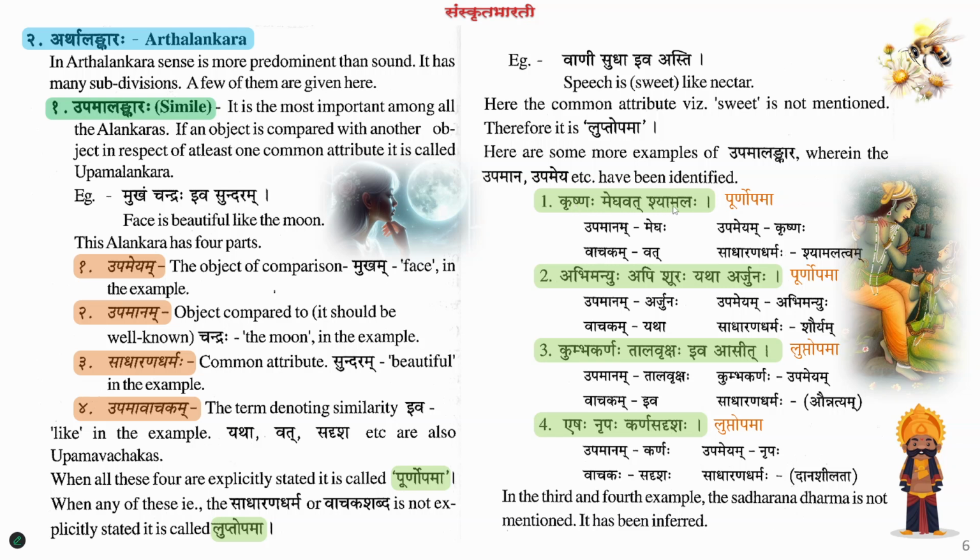Krishnaha Megavat Shyamalaha. Only 3 things are there, it appears, but there is a Vat, you see. So the 4th thing is embedded as a Pratyaya, Vat Pratyaya to the Mega Shabda. So Krishna is being described. Megavat means like Mega. So Mega is the Upamana, Upameya is Krishna. Shyamala is the Sadharana Dharma. Shyamalatva, we should say. Shyamalatvam Sadharana Dharma.